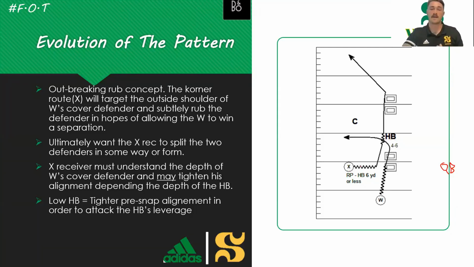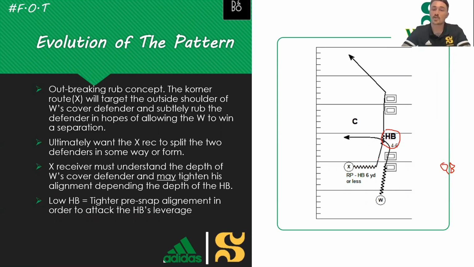And then he's going to have a good idea of what that halfback is doing. So pre-snap, he has to have good pre-snap eyes. He's going to look at this guy's contour. If this guy is 6 yards or less, he needs to reduce his split to have a good angle to go and attack the outside edge, the outside shoulder of this halfback.